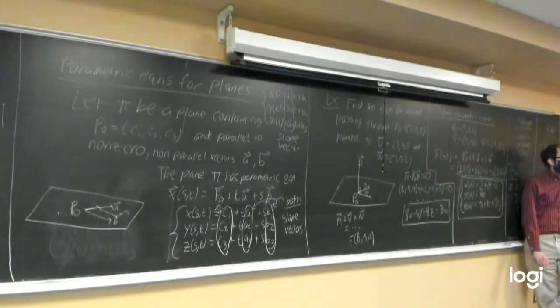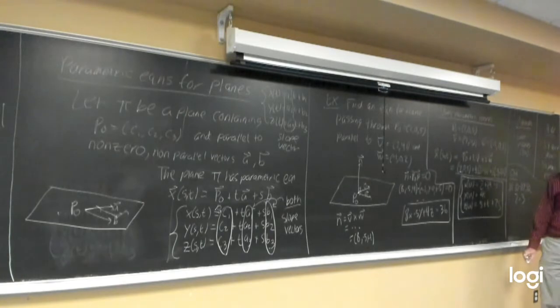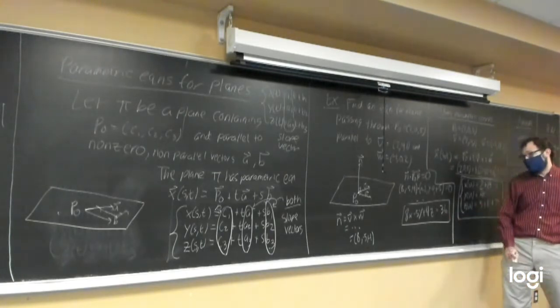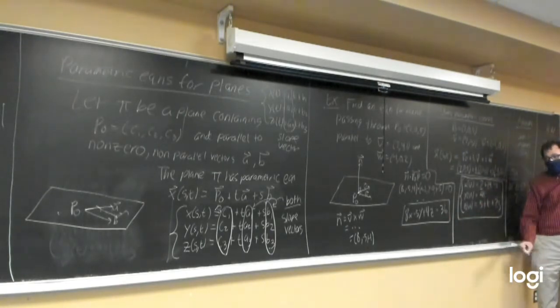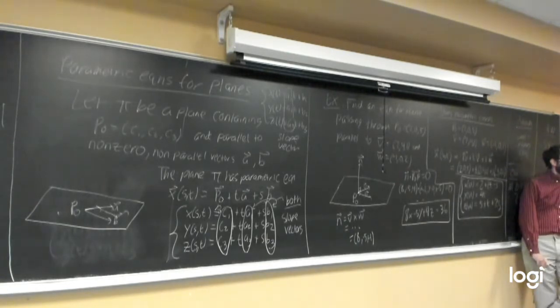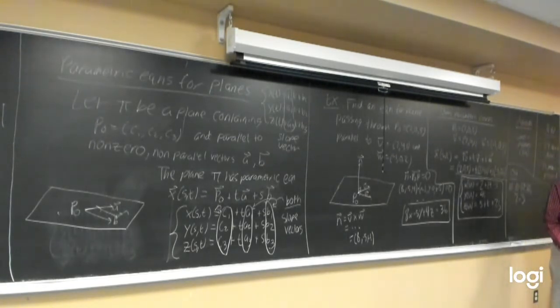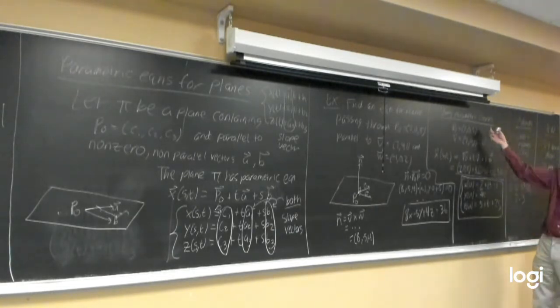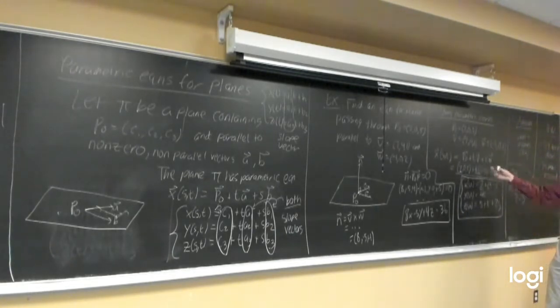So question. Which of these is easier to come up with? The 8x minus 5y plus 4z equals 36 from last time? Or this set of parametric equations here? In your opinion, this is an opinion question. Which involved less work, would you say? Parametric equations. Yeah. We only needed to go through all of this stuff.